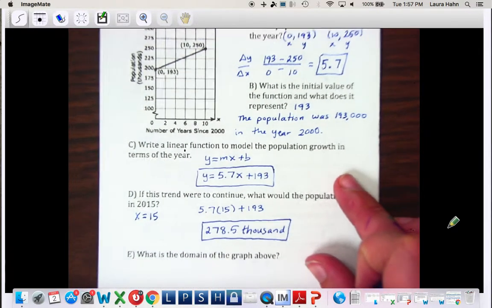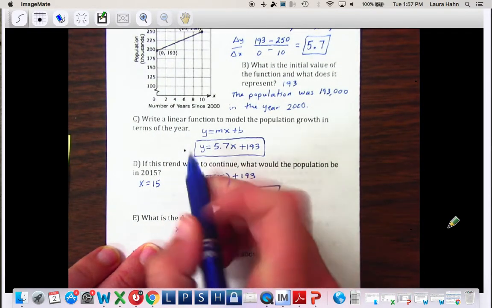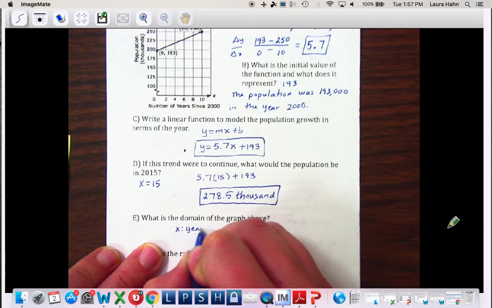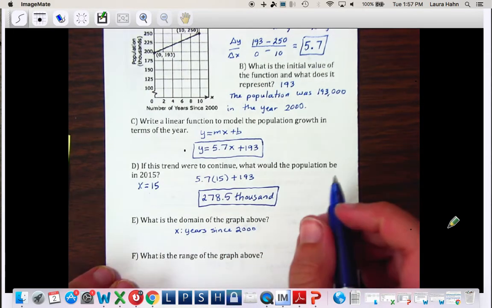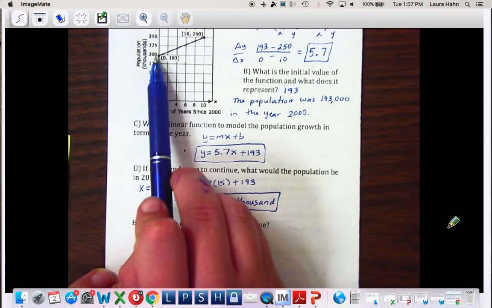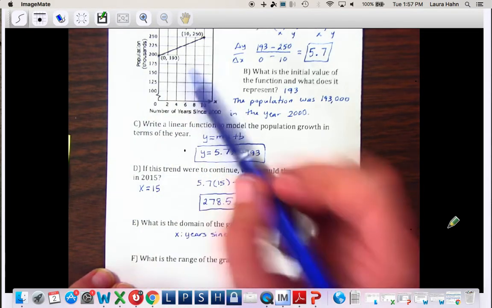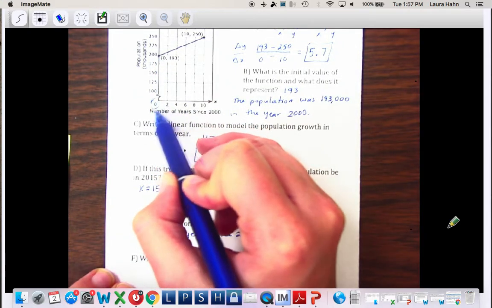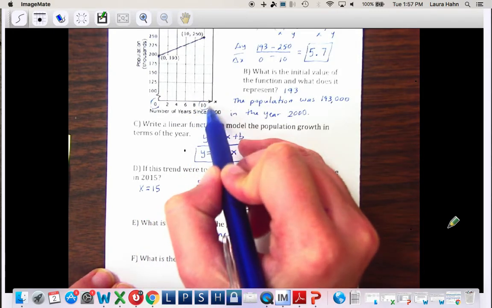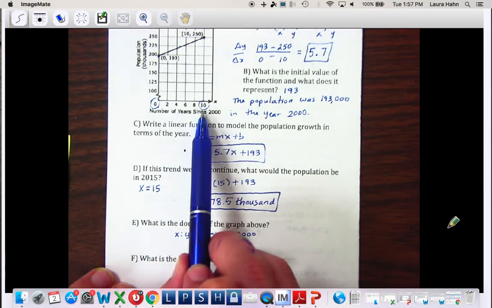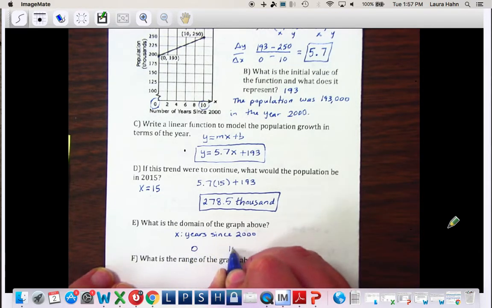All right, domain. We know domain is x. We know x in this situation is years since 2000. Okay, on our graph, I can see two clear stopping points. It starts here, and remember, domain is x, so you can only use these numbers. So it starts here at an x of 0, and it goes all the way over here to where x is 10. So we have two clear stopping points. So whenever you have two clear stopping points, you start with a small number, leave a space, then write your big number.